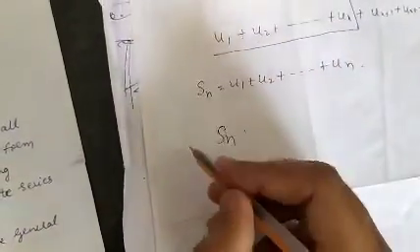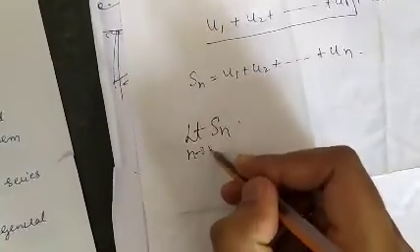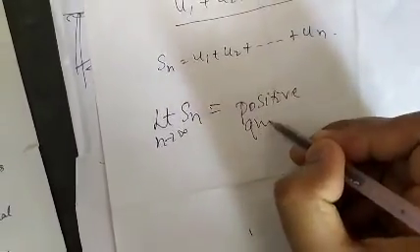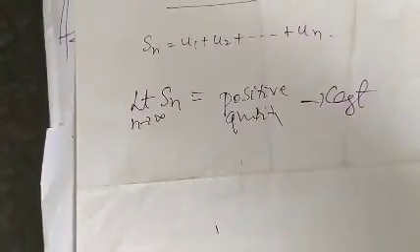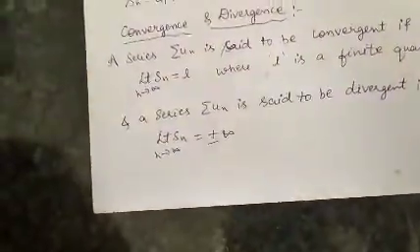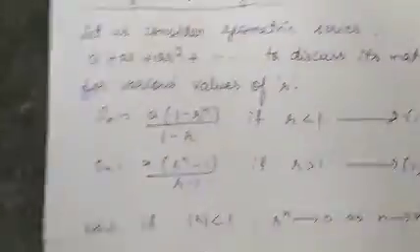So for convergence or divergence, first you have to find Sn. Since this is an infinite series, first consider only the first n terms and apply the limit of Sn as n tends to infinity. If you get some positive quantity on the RHS, then you say the series is convergent. So first find Sn and apply the limit of Sn as n tends to infinity. If you get the RHS as some positive quantity, then you say that the series is convergent. Otherwise, the series is said to be divergent. Okay, we will see one example regarding this.